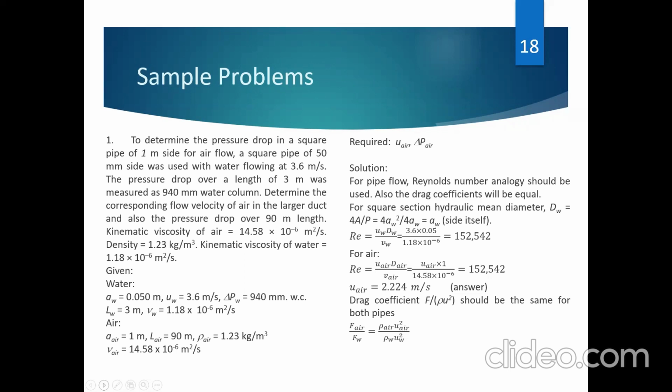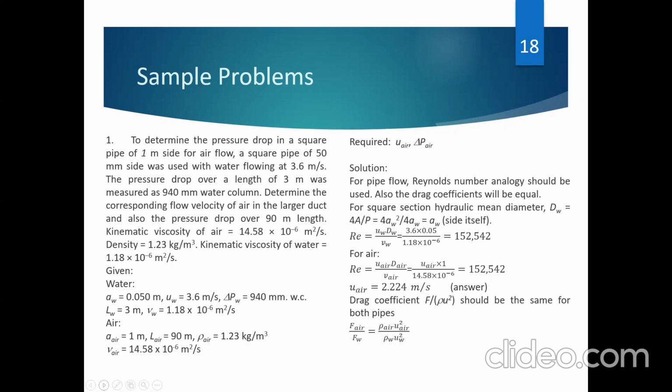So given, water is W, yung side is 0.050 meter. That is 50 mm. U of W is 3.6 meters per second. Delta PW is 940 mm water column. LW is 3 meters yung water. VW is 1.18 times 10⁻⁶ meters squared per second. So yan mga sa water.